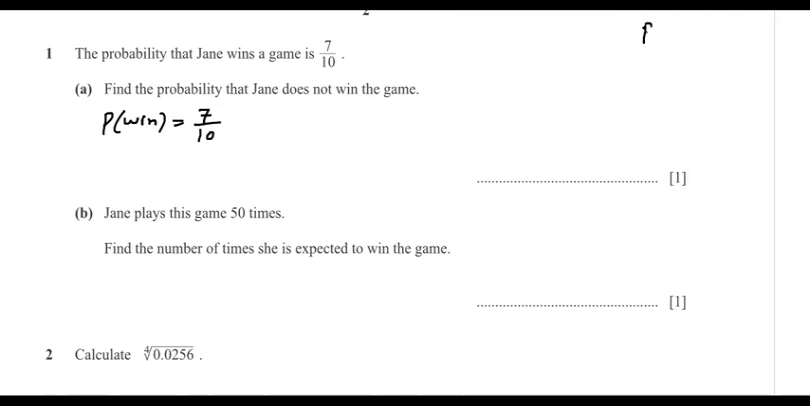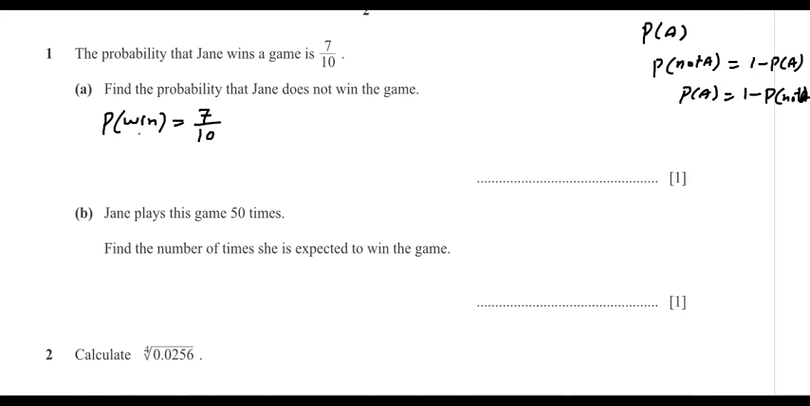Remember this rule. If you have the probability of A and you want the probability of not A, how will you find it? It will be 1 minus probability of A. Similarly, if you have the probability of not A and you want the probability of A, it will be 1 minus probability of not A. So use the same rule here.